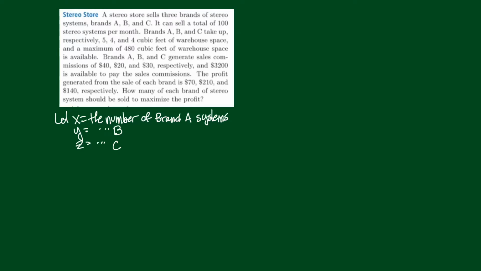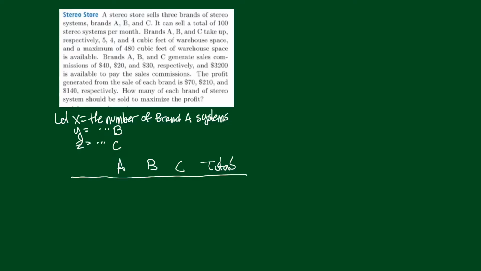So let's start by introducing three variables. Let X be the number of brand A systems that we're going to sell, Y be the number of brand B systems we're going to sell, and Z be the number of brand C systems we're going to sell. Now I'm going to make up a table for A, B, and C, and I know A is going to be our X, and then we're going to have some totals over here because we have some restrictions.